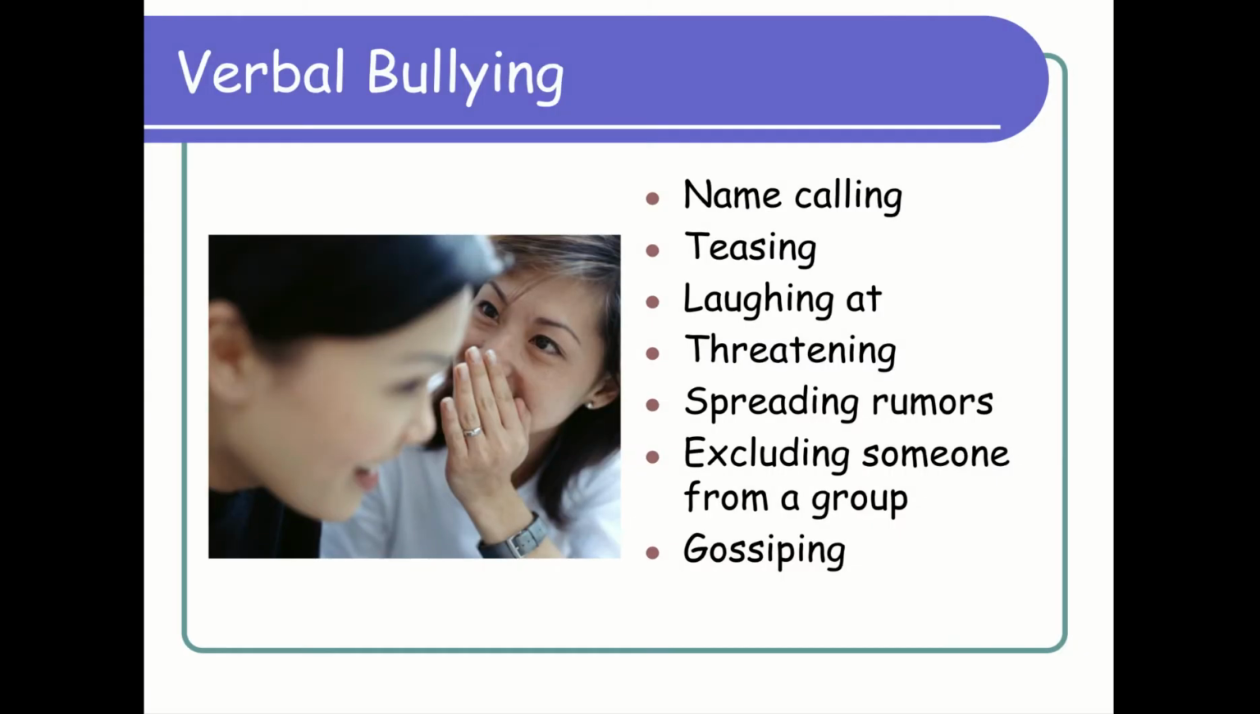Another type of bullying is verbal bullying: name calling, teasing, laughing at somebody, maybe when they make a mistake, threatening, spreading rumors, excluding someone from a group, saying, no, you can't sit here, you can't talk to us, you can't be our friend, gossiping, talking about other people, talking about other people's families.